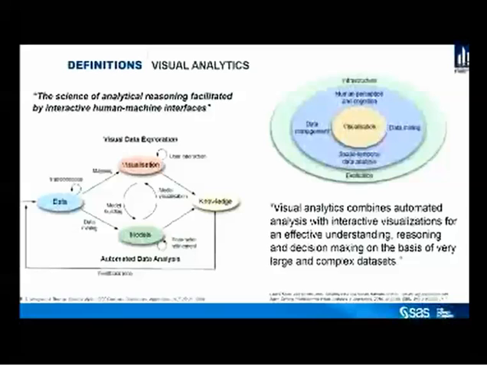So visualization is about data management. It's about data mining. It's about statistics. So that's really why, from our point of view, visual analytics and clinical data go really hand in hand.